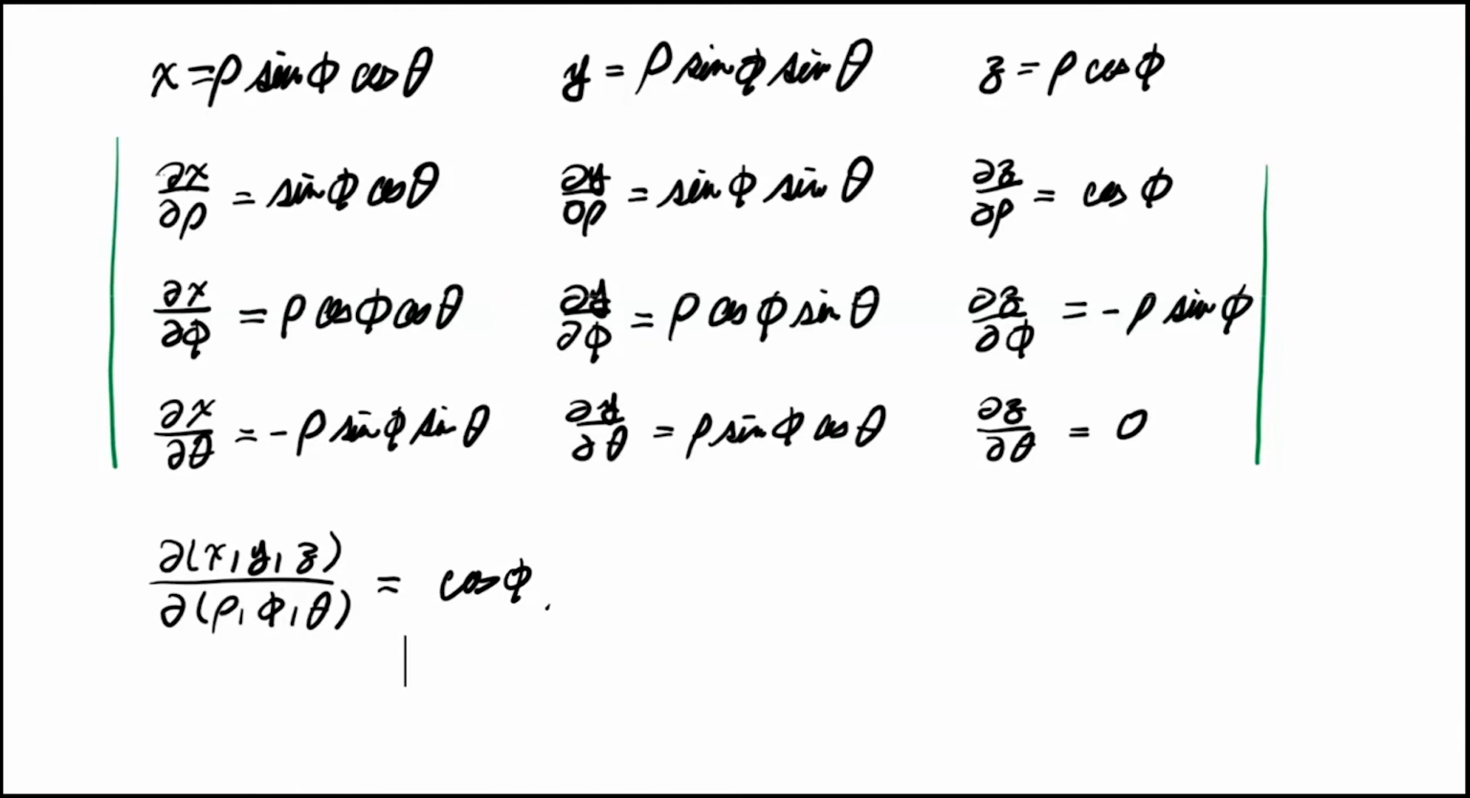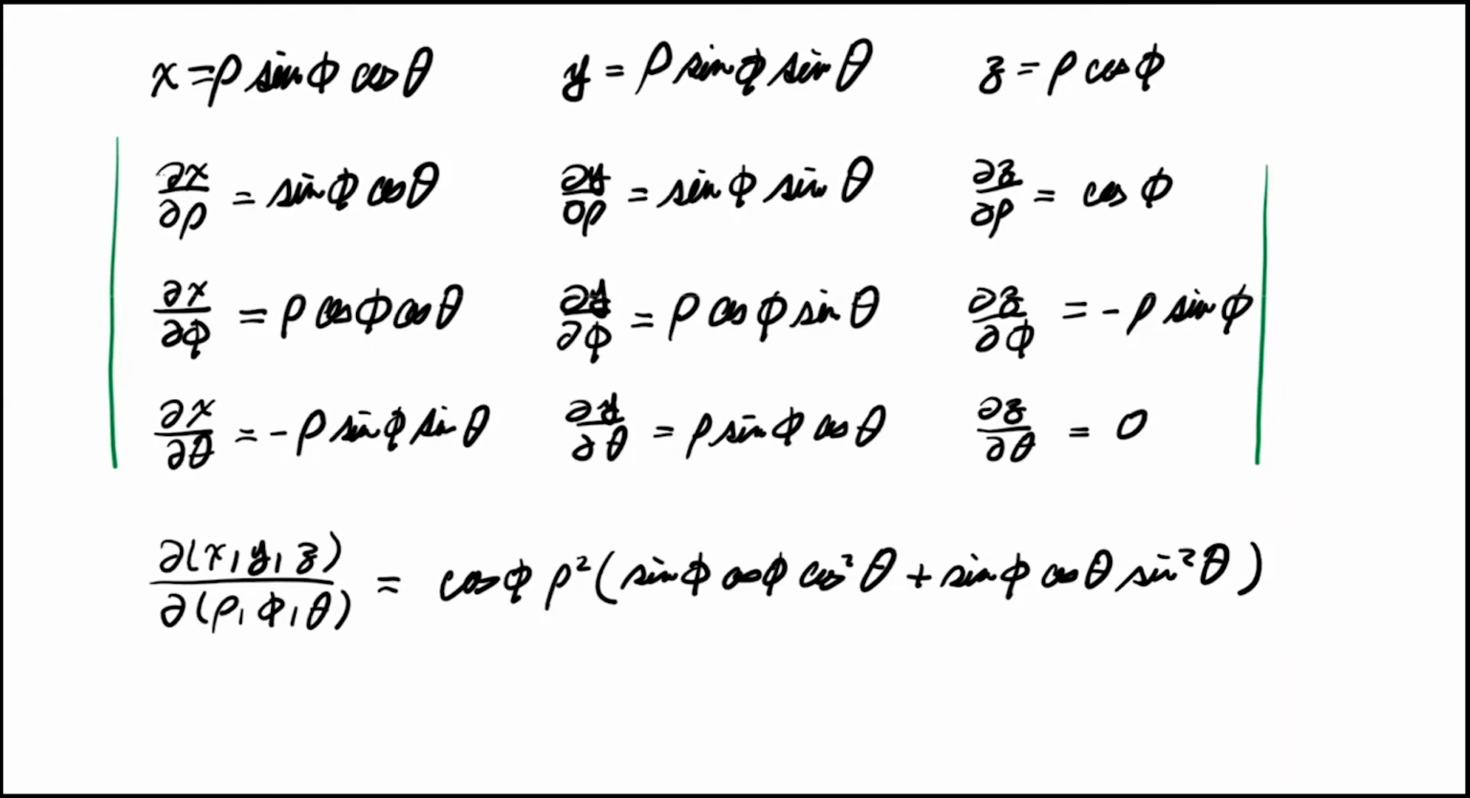Okay, so we'll have rho squared as a common factor, then watch this: sine phi cosine phi, and then cosine squared, and then this way, minus, make it plus rho squared out here, so plus sine phi cosine phi sine squared. With me? Do you see where this is going? Cosine squared, sine squared, that's where it's going.